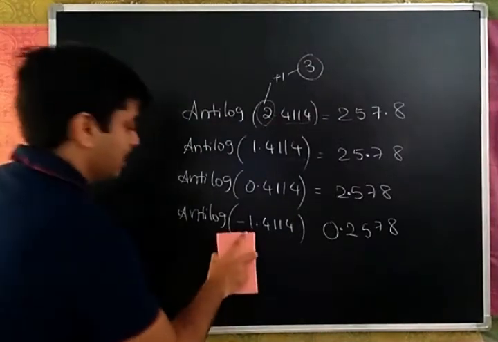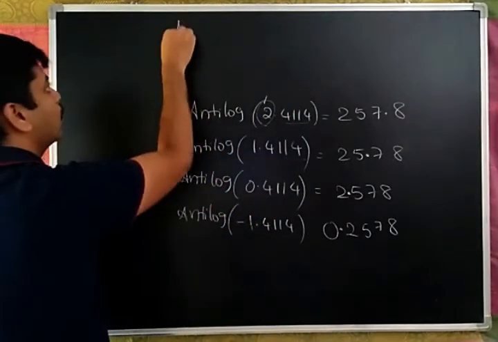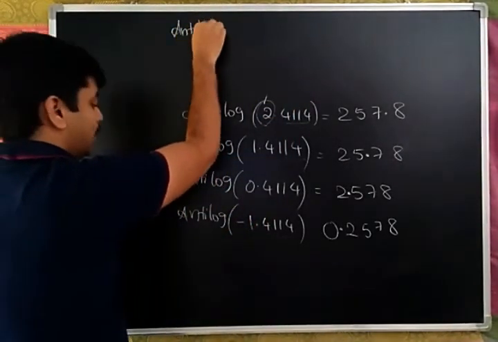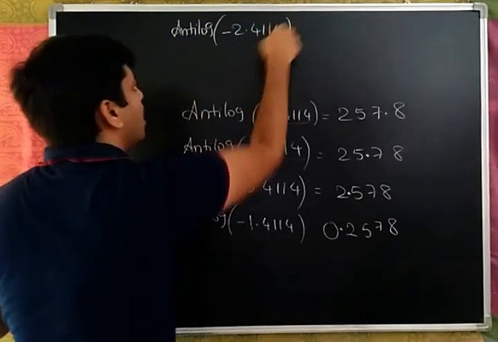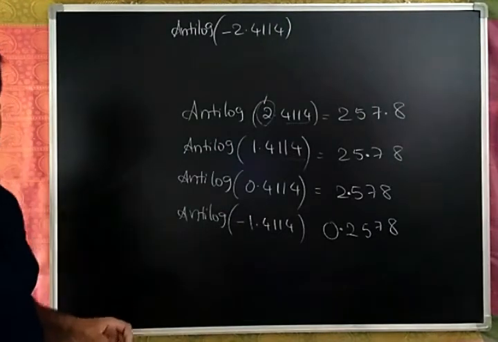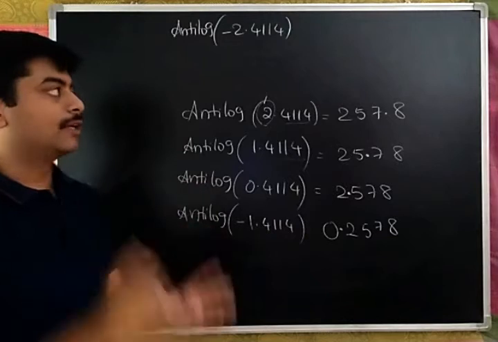0.2578. Let us continue with the same digits. I want to find antilog of minus 2.4114. How to find the antilog of this one? Carefully check. Whenever you have negative numbers, you should be very careful.